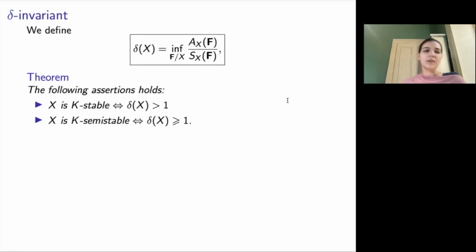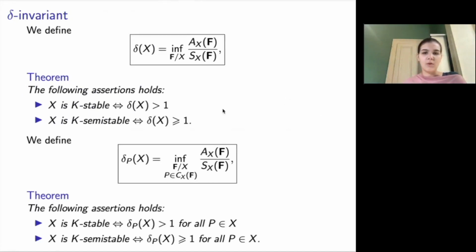Today we're going to talk about the δ-invariant. So we define it as the infimum of A_X(F) over S_X(F), where A_X(F) is the log discrepancy and S_X(F) is the integral, which we will define later on. This slide is for the introduction of this invariant. So we have some invariant which will later on help us to define if something is K-stable or not K-stable.